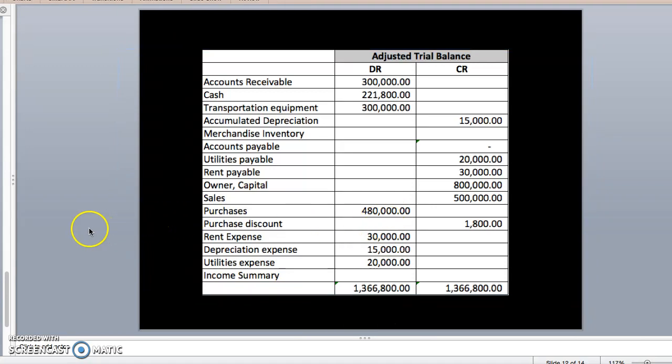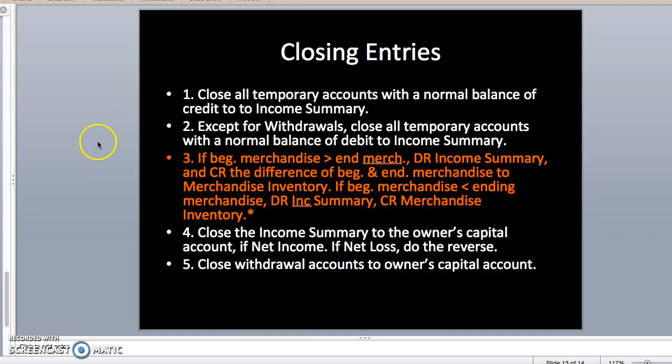Okay, speaking of closing entries, let's talk about the closing entries under the periodic inventory system. So if you notice, this time we have 5 steps. The first two steps are similar to the perpetual inventory system, and also the last 2 steps here. What just changed will be somewhere in the middle. We'll have to take into account the beginning merchandise and the ending merchandise.